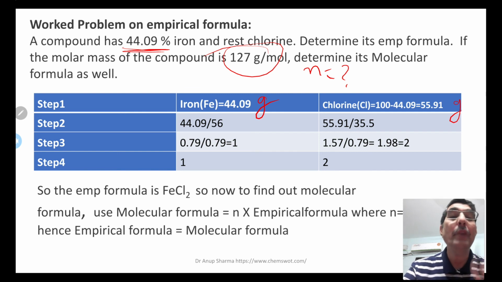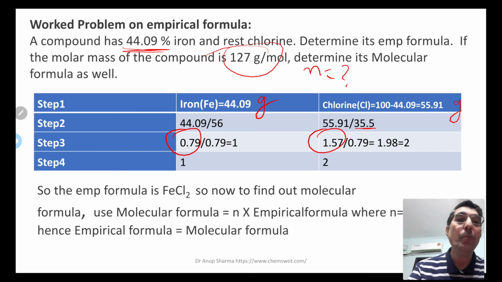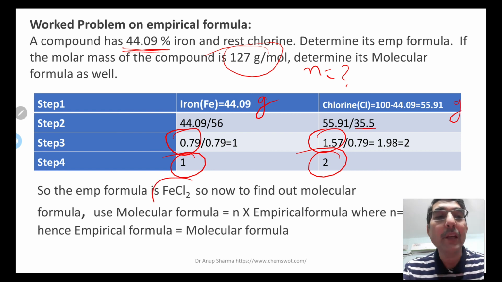In step 2, we divide by the relative atomic mass. Iron's relative atomic mass is 56, whereas chlorine's is 35.5. After the division we get 0.79 and 1.57. Now if you compare these two numbers, which one is smaller? 0.79. So we divide both of them by the smallest number: 0.79 divided by 0.79 gives 1 and 1.57 divided by 0.79 gives 2. That means we get 1 atom of iron and 2 atoms of chlorine, so the empirical formula is FeCl2.